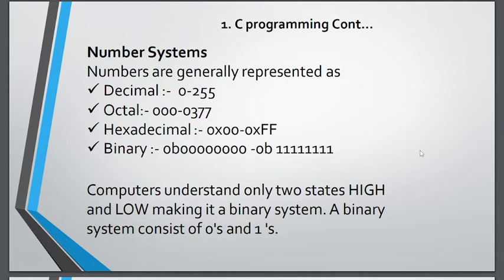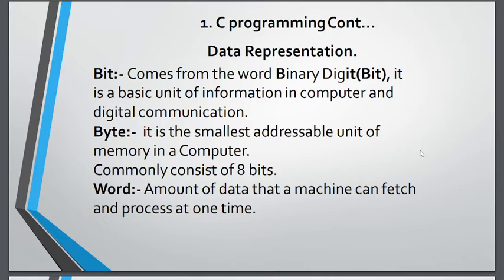Let's look at the number systems. Numbers are generally represented as either decimal, octal, hexadecimal, and binary numbers. Computers understand only two states, high and low, making it a binary system. A binary system consists of zeros and ones.